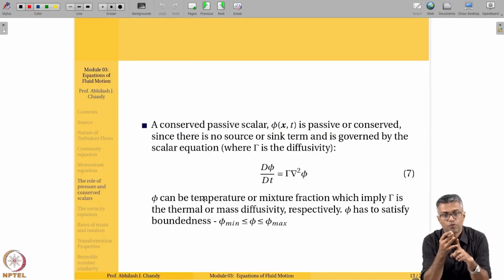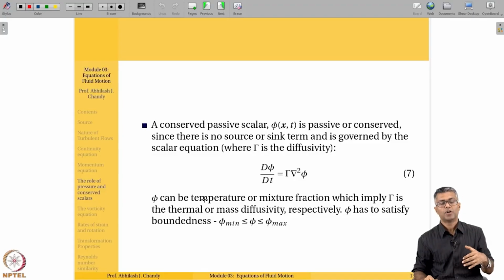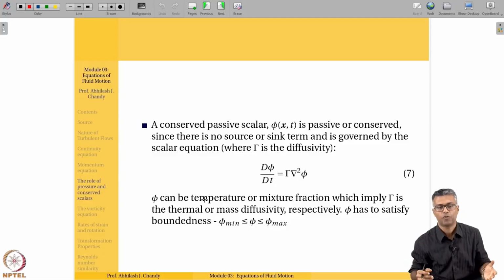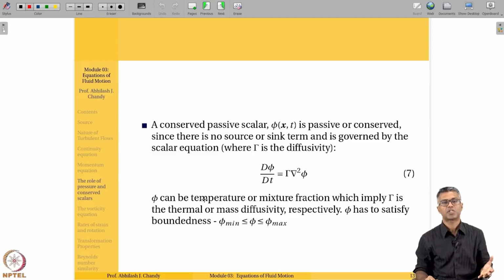Now, we looked at the role of pressure. Now let's look at the role of the conserved scalar. An example of a conserved scalar or a passive scalar is, say, mixture fraction, when you have species that are mixing, when you have flows that involve mixing. Another conserved scalar or passive scalar is temperature.